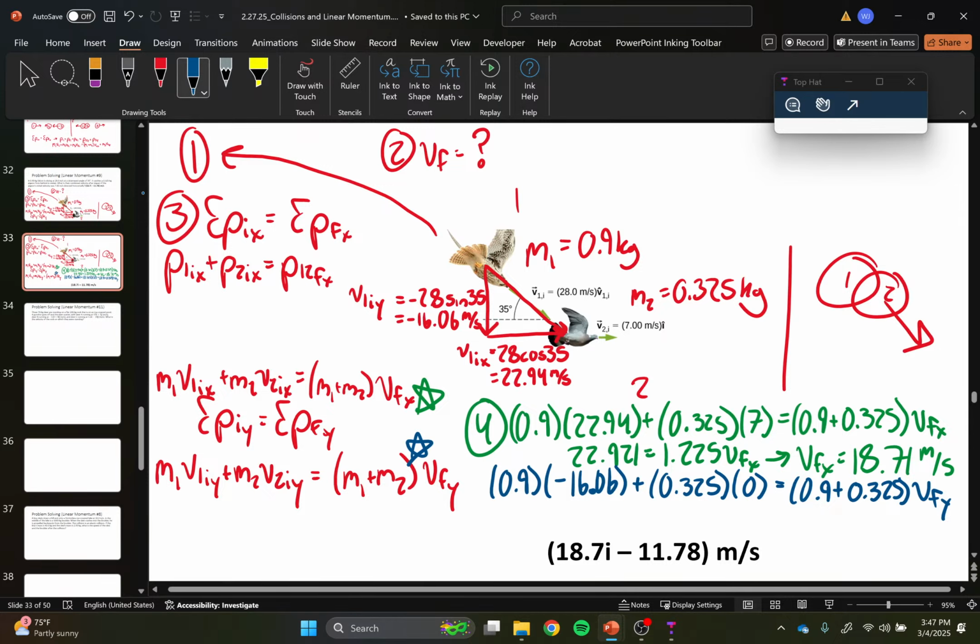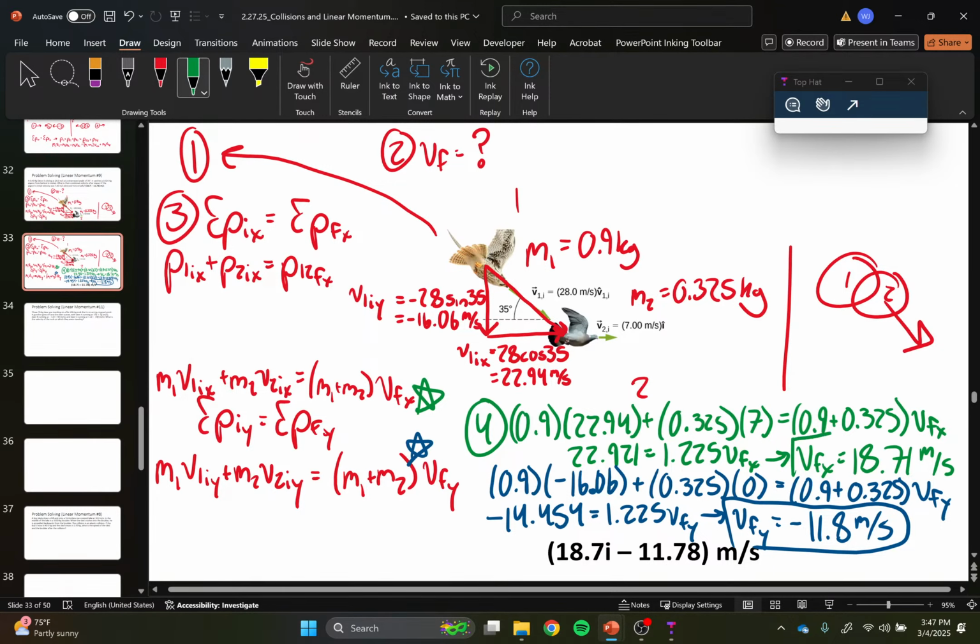So the left side is negative 14.454. 0.454 equals that 1.225. Divide things. And you get negative 11.8. And there's our answers. You can see them there on the bottom.